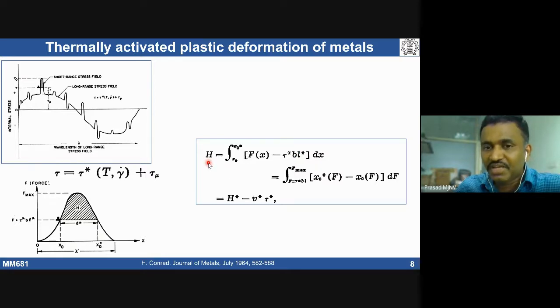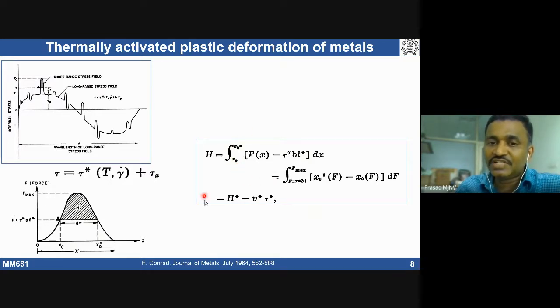If I take H star minus this tau star b L star dx, and integrate dx from x naught to x naught star, we get d star. So b, L star and d star, multiplied together, give you the activation volume, and with tau star, this is H star.